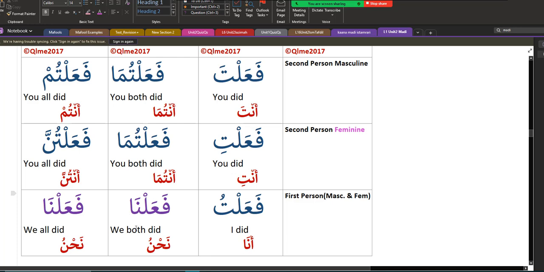One is enough because in Quran most of the time it's for nahnu. Only few times it's for like both people fa'alna. Most of the charts, if you see, they just say fa'altu and fa'alna. They don't have one more chart, but it is the same for we both did or we all did.